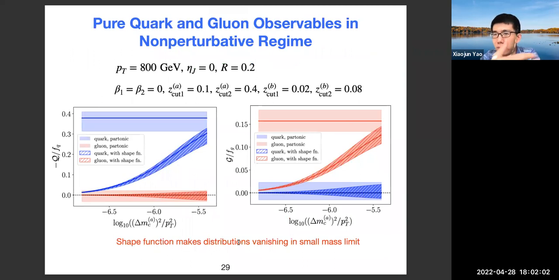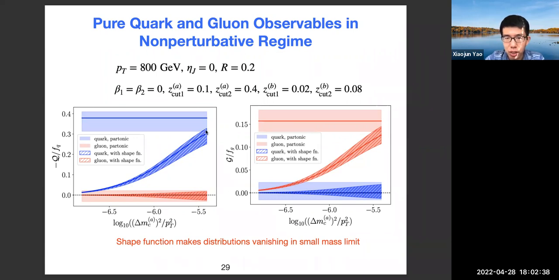And now let me show you some results from the construction. These are the parameters of our choice. We choose a very small jet radius. And this is the observable in the deep non-perturbative region. This constant band here is the perturbative contribution to the pure quark observable and the pure gluon observable. As I said, there is a constant behavior in the deep non-perturbative region from the perturbative formula, and that is represented by this constant band here.